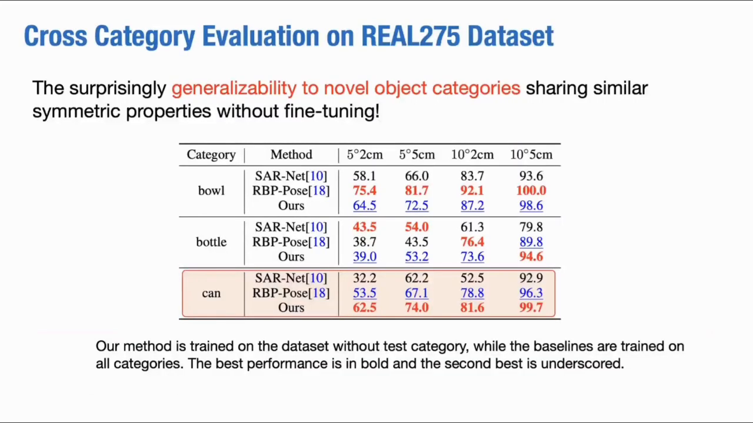Our method shows a better generalizable ability than previous approaches since we don't need a shape deformation process. Without any fine-tuning, our method could generalize to novel object categories sharing similar symmetric properties. Take the can as an example. Our method even surpasses all the baselines directly trained on the can category greatly.